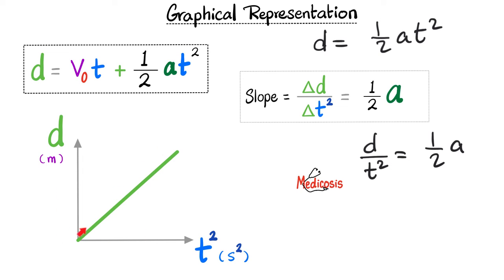Now, what's the slope of this line? Okay, the slope is always rise over run. So the slope of this is D over T squared. What is D over T squared? Half of the acceleration. So the slope of this line equals half of acceleration, or you can say A over 2. It's the same exact thing.